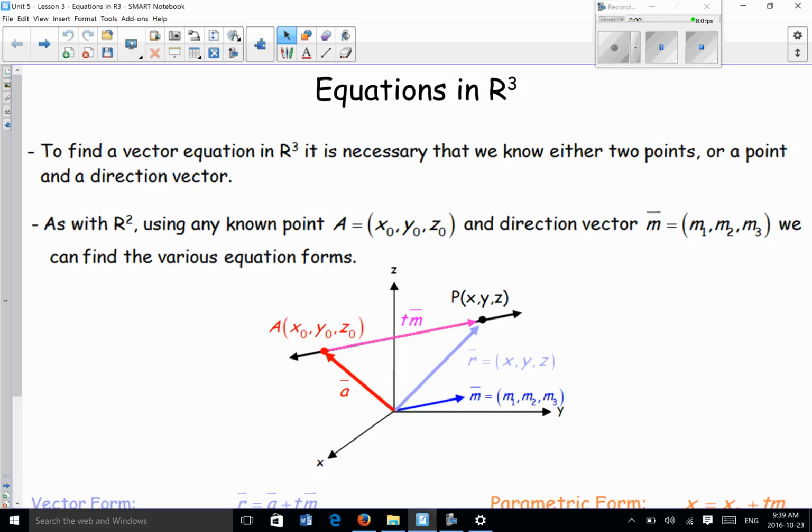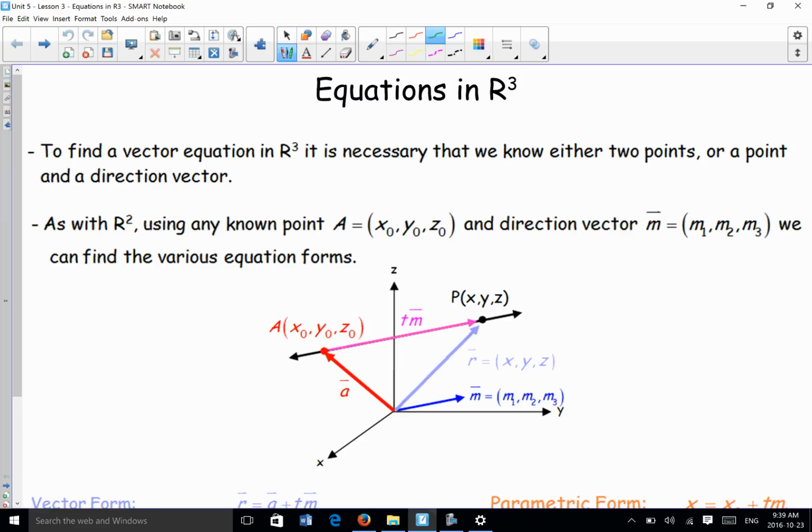Okay, in today's lesson, we're going to extend our ideas from R2 to R3. As we've always said in the past, pretty much everything that exists in R2 does exist in R3 and it generally works the same way. So if we're looking at equations of vectors in R3, just like R2, we need to know a point and a direction, or we need to know 2 points. The only difference between R2 and R3 is we now have a z component.